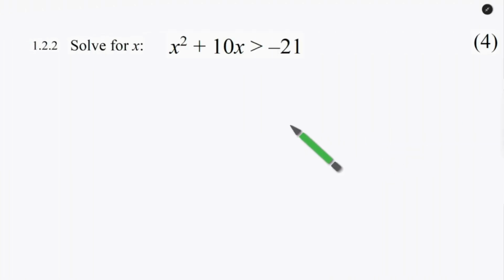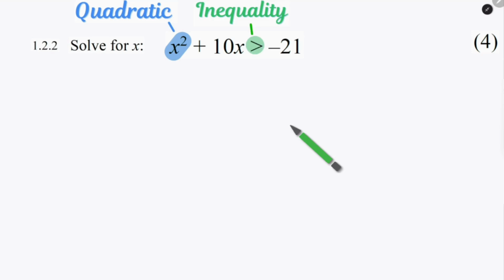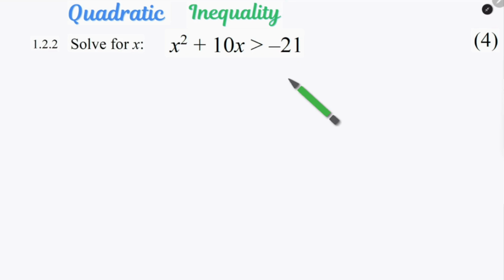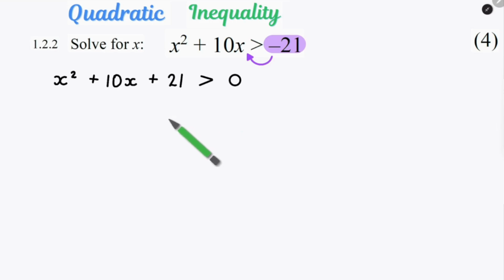This question will be testing quadratic inequalities. And with quadratic inequalities, same as with quadratic equations, I want that standard form. So we're going to grab this negative 21, move it over, and it becomes positive 21. Just make sure you maintain the right order: x squared first, the x in the middle, and the one with no x at the end, so we can start the process of factorization.